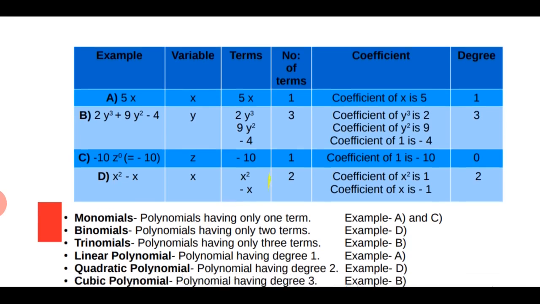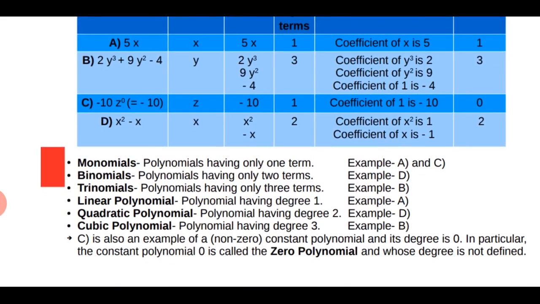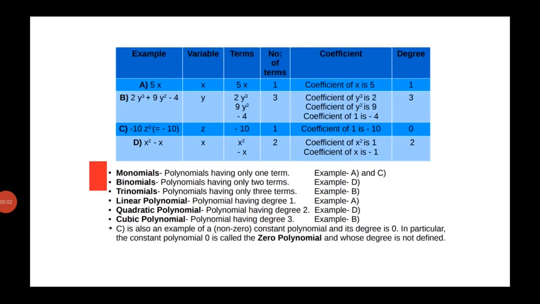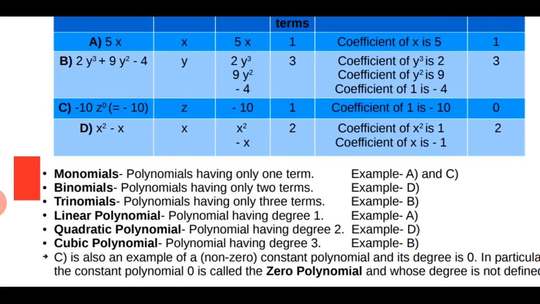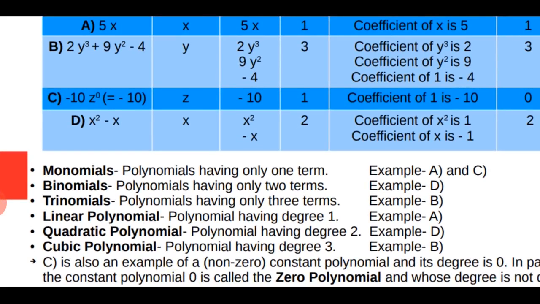So far as the naming of polynomials is concerned, you see that the naming of a polynomial is done on 2 bases. What are the 2 bases? Polynomials are named on the basis of their terms as well as on the basis of their degree. If you see, the first 3 are the names of the polynomial on the basis of their terms, whereas the last 3, if you see, these are named on the basis of the degree of a polynomial.